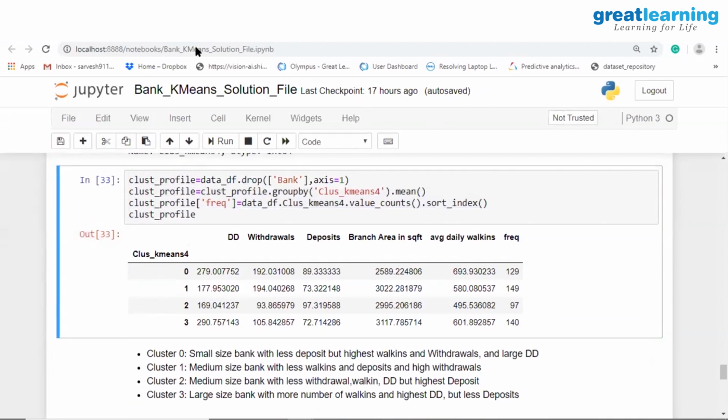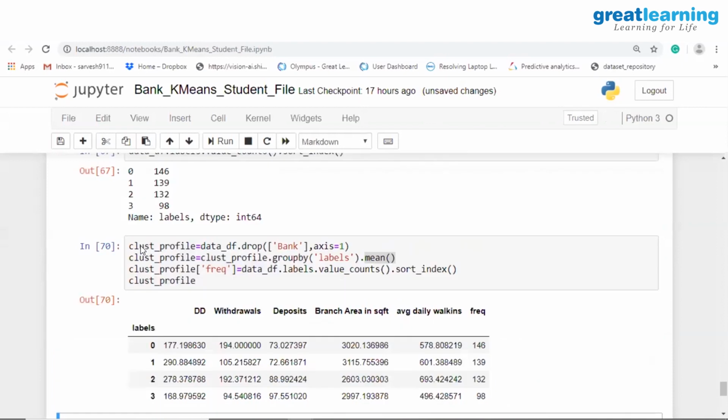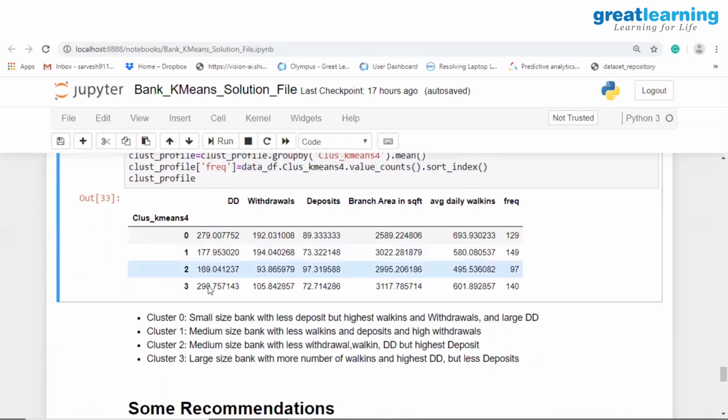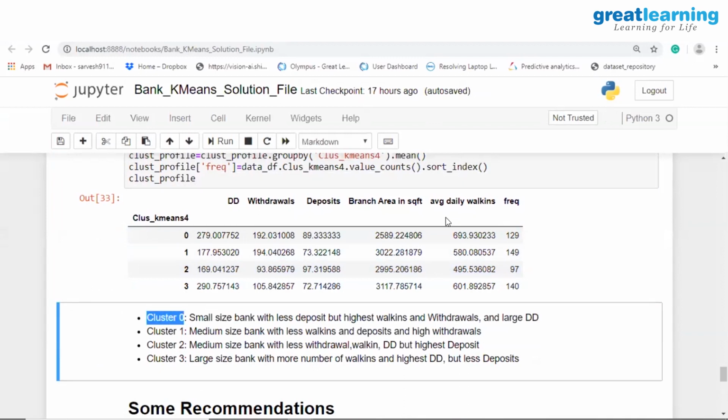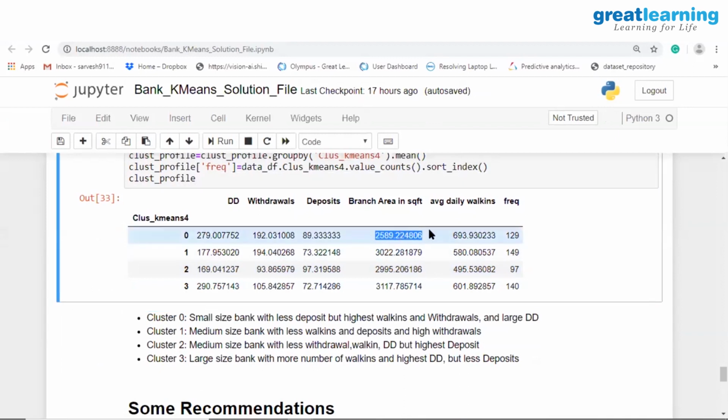This was the output. The cluster names are varying because my seed value is different. Based on cluster 0, it is a small bank. Average bank area size is very small with very little deposit. Deposits are very small, right? But it has the highest walk-ins, literally the highest. And withdrawals are also relatively larger in number and value.